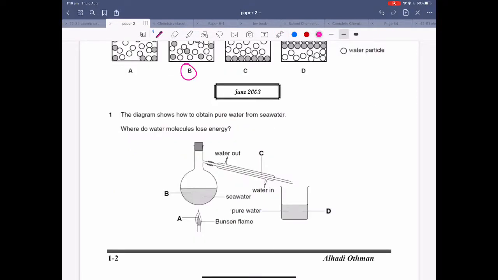Next one. Diagram shows how to obtain pure water from seawater. Where do water molecules lose energy? So obviously you're heating at this point here, so they're going to gain energy here. They're going to evaporate and go through the condenser here, and the purpose of the condenser is to cool the vapour down. Okay, so that water passing through the condenser is going to get cooled down in this apparatus C.